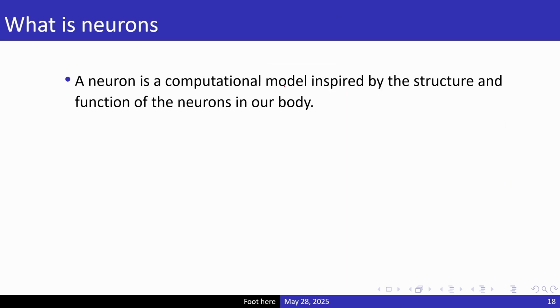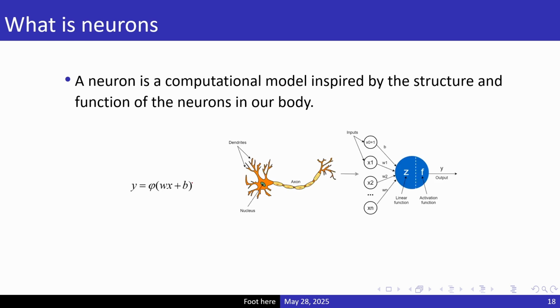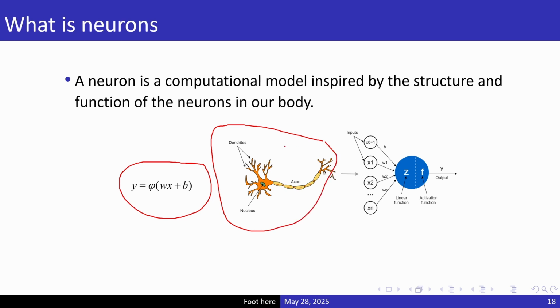Now we shall see what a neuron is. A neuron is a computational model inspired by the structure and function of the neuron present in our body. So this is how we can mathematically express a neuron. This is a natural neuron which receives the inputs through dendrites, which are processed in the nucleus. Based on the relevance of the information, it will go to the next neuron.